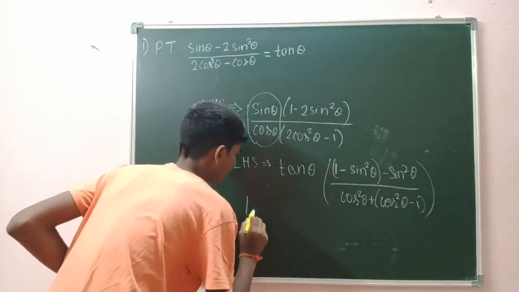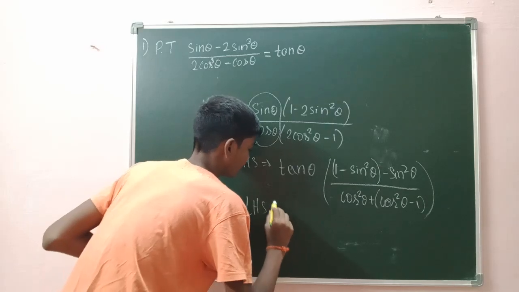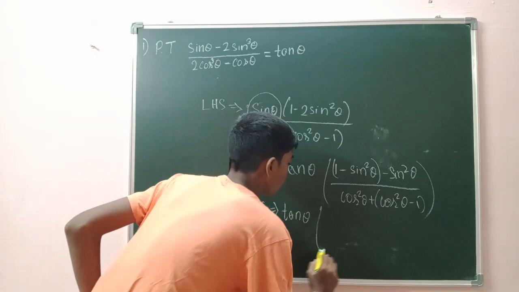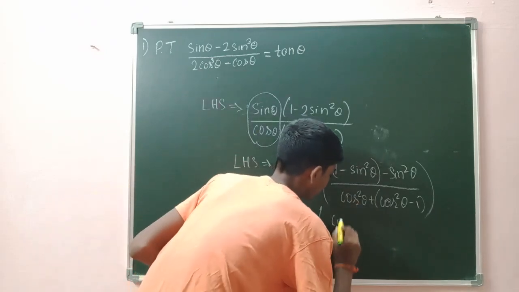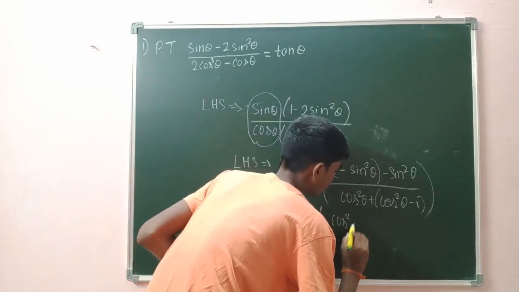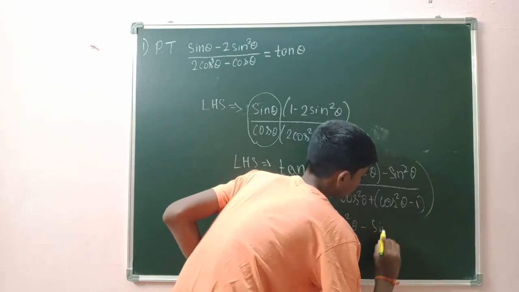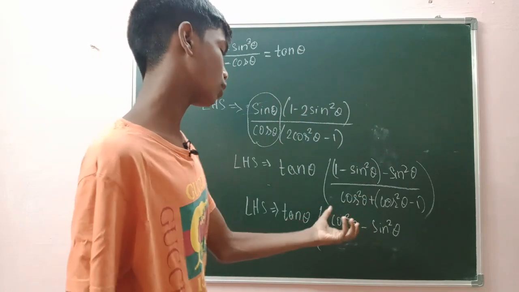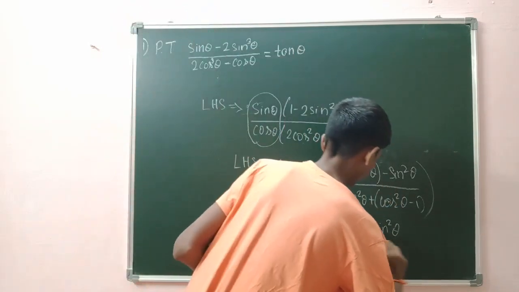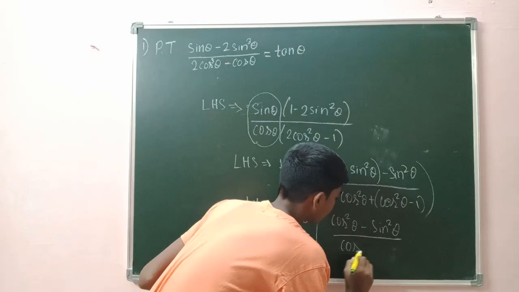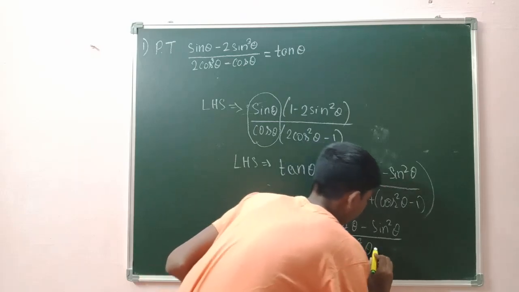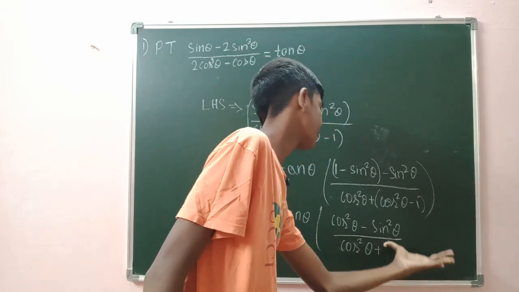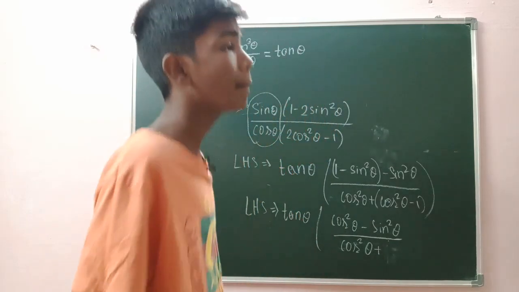Okay, so here I can write the same LHS as tan theta times (1 minus sin square theta, which is cos square theta, then minus sin square theta), divided by (cos square theta plus, what do I have? I have cos square theta minus 1).